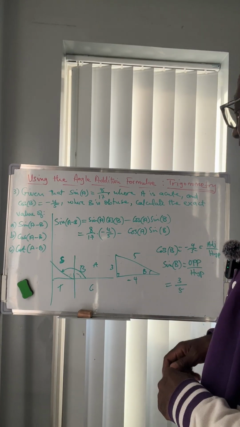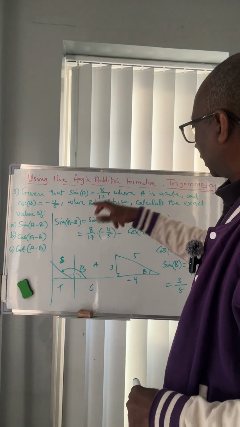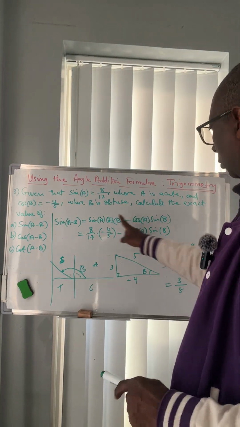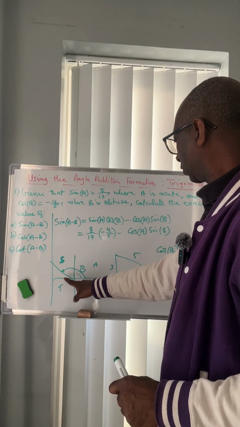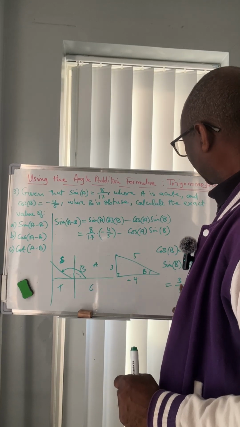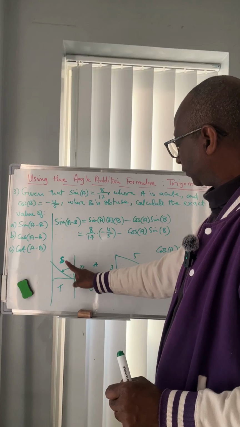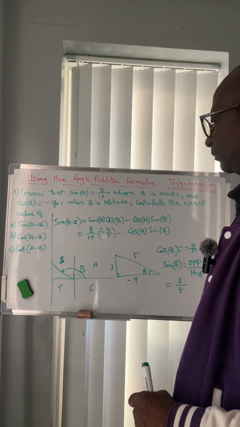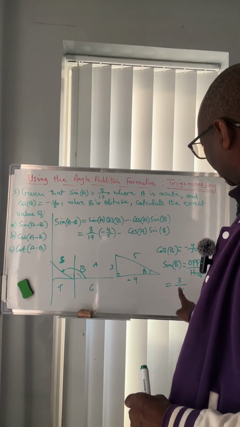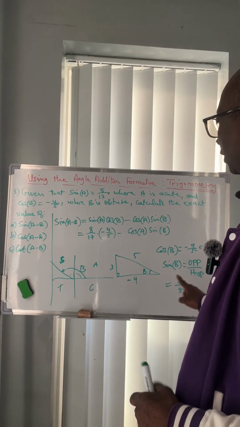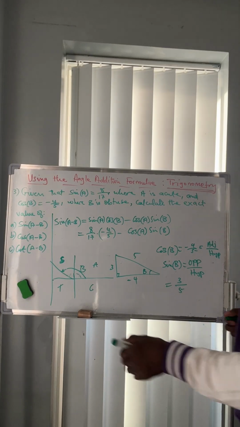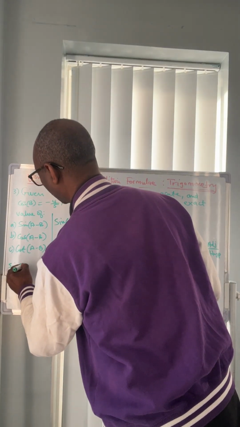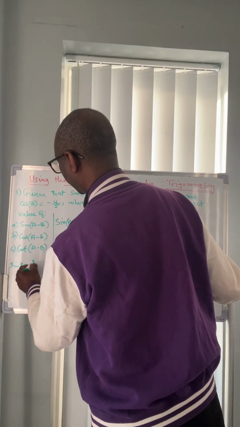But this angle B, we are told, is obtuse, so it falls here in the second quadrant. The sine is positive in the second quadrant, so this number remains positive. Therefore, sine of B is equal to 3 over 5.